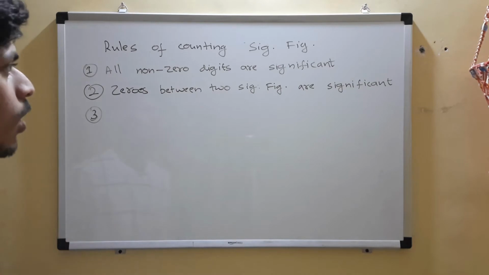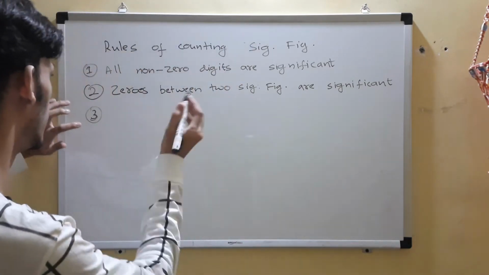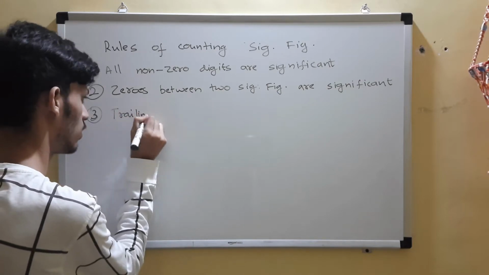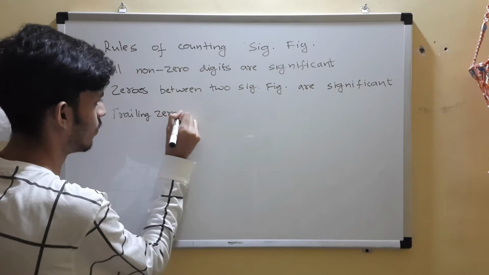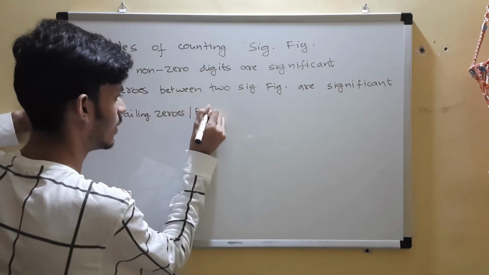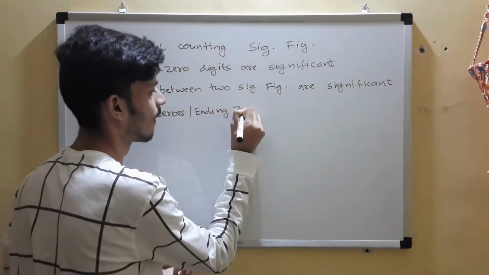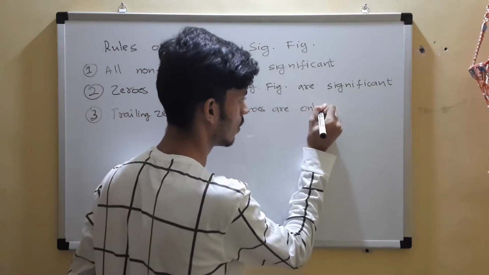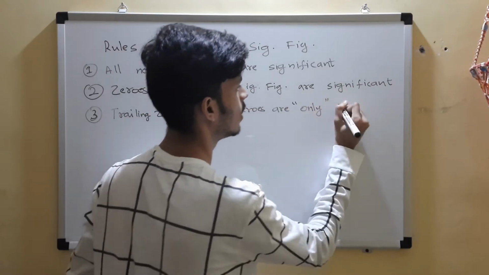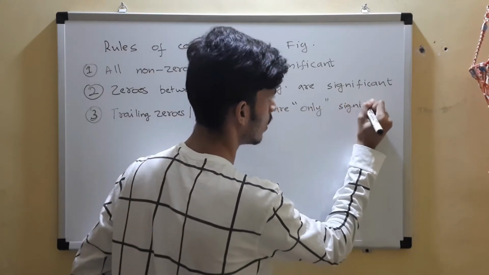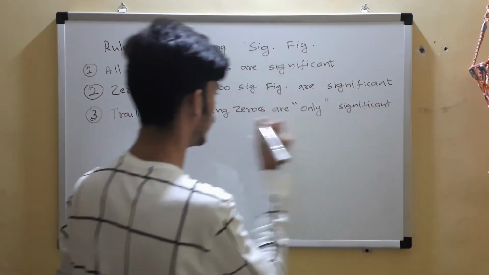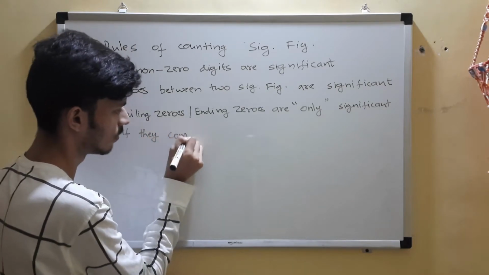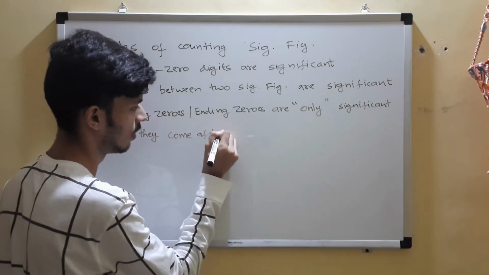Zeros between. Now what about the zeros that are ending? So we are discussing the zeros only. So trailing zeros, a fancy name for ending zeros. So ending zeros are only, so pay attention here, it's only significant if they come after a decimal.